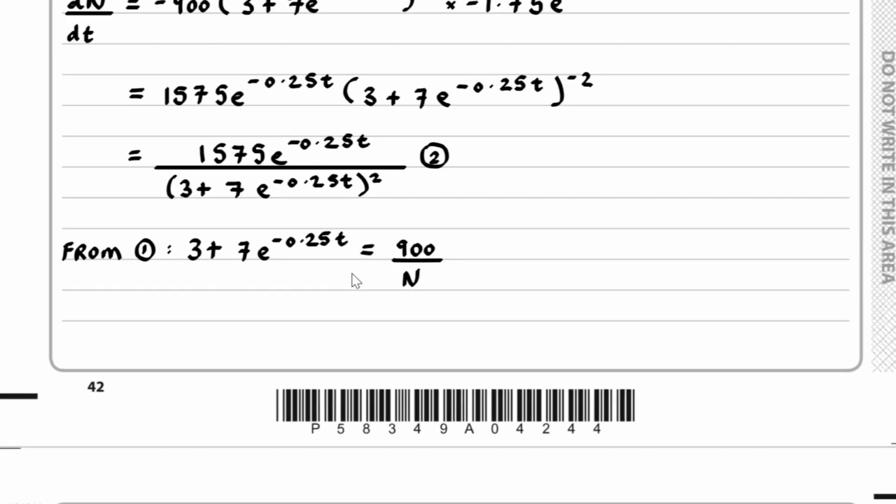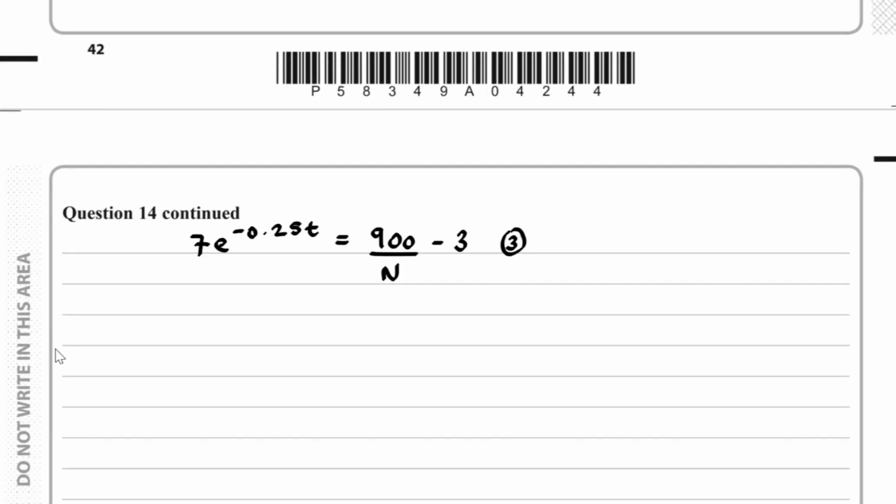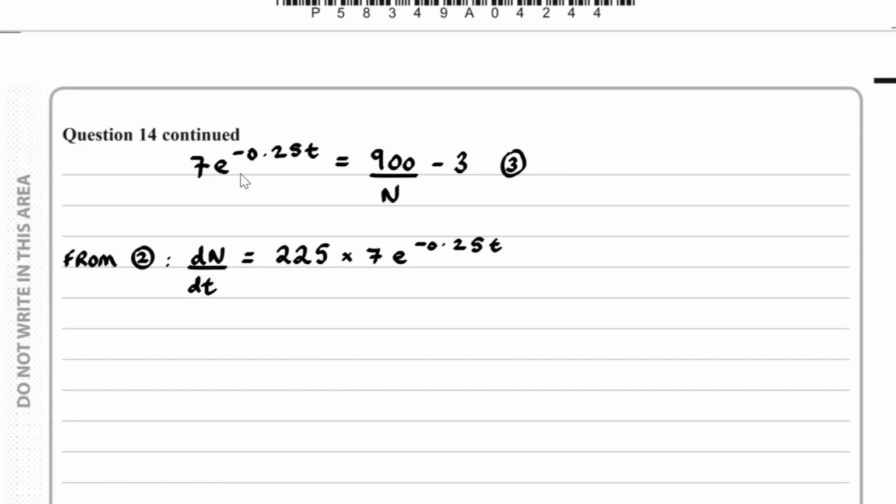And if I take a look at equation number 2, I can rewrite that to say that dn over dt equals 225 times by 7 e to the minus 0.25t, because 7 times 225 gives the 1575, and then on the bottom I've got 3 plus 7 e to the minus 0.25t squared.